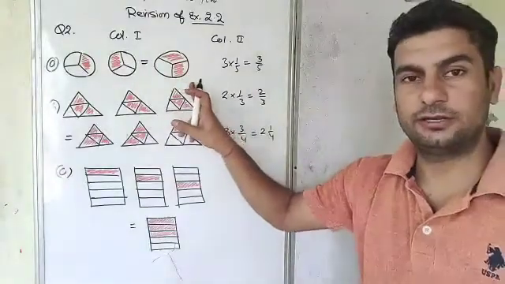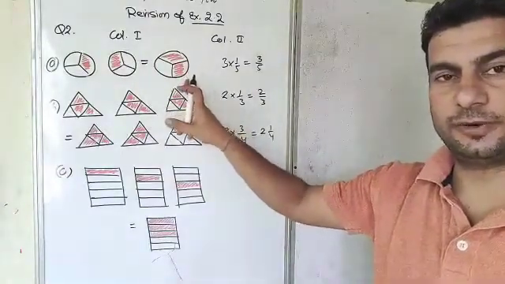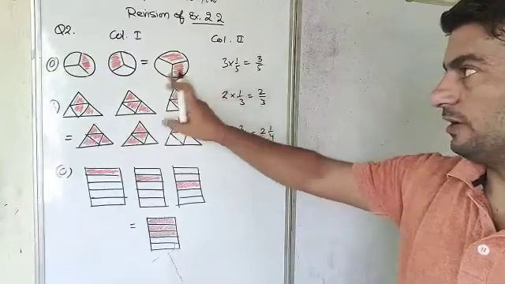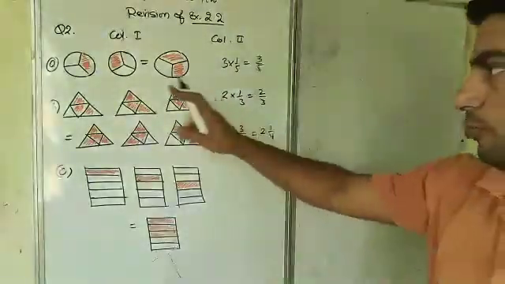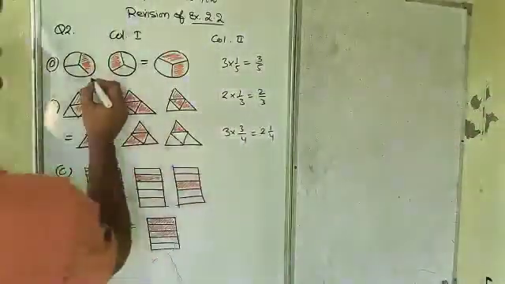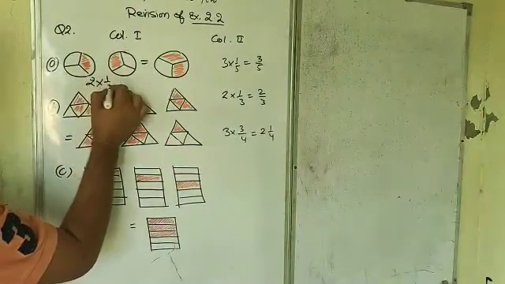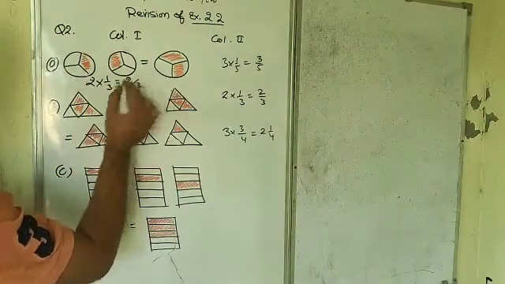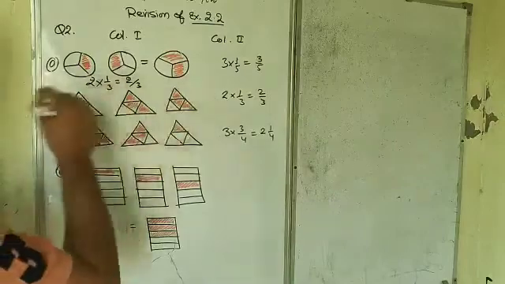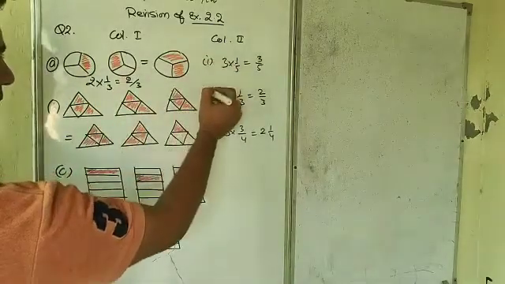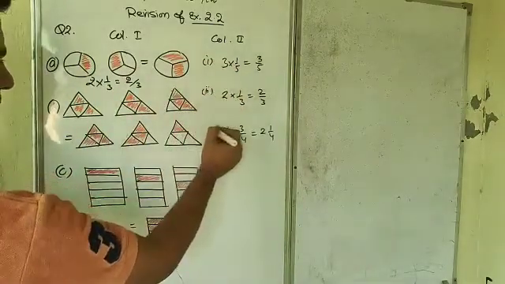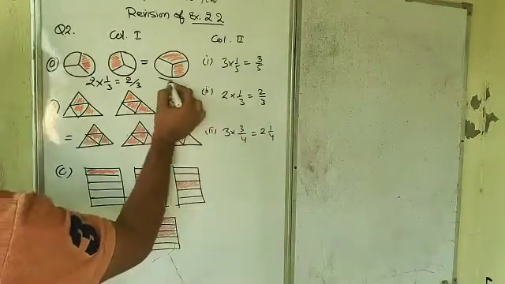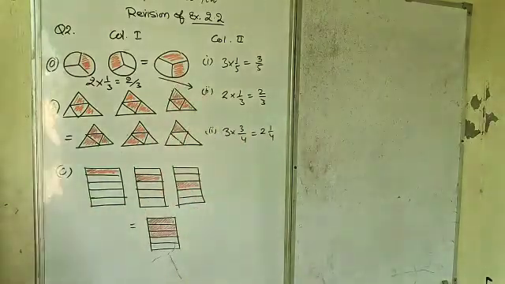2 parts out of the 3 parts are colored. So we will represent it by 2 multiplying by 1 by 3, which is equal to 2 by 3. So which column is representing this value? The second one, representing the same value.